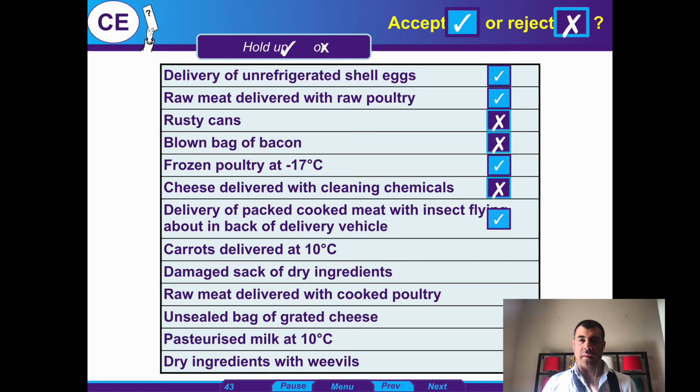Carrots delivered at 10 degrees. Accept. So I'll stop there for a second. Where do you find carrots in the supermarket? Are they in the refrigerated section or in the other section? So they are usually not refrigerated, therefore it means that they are not subject to refrigeration during delivery. Damaged sack of dry ingredients, that's reject.